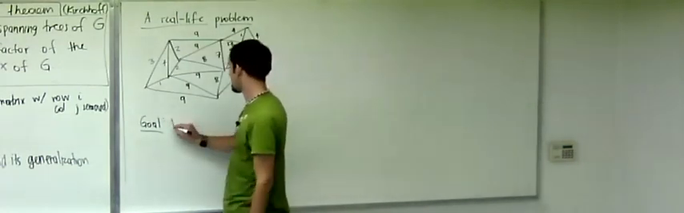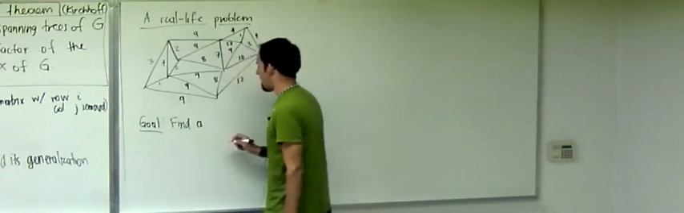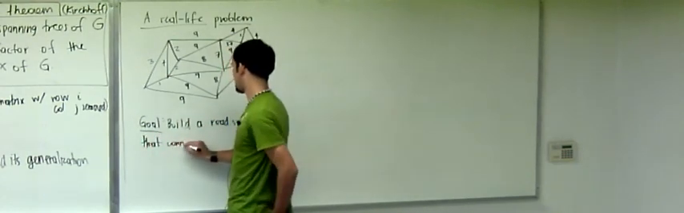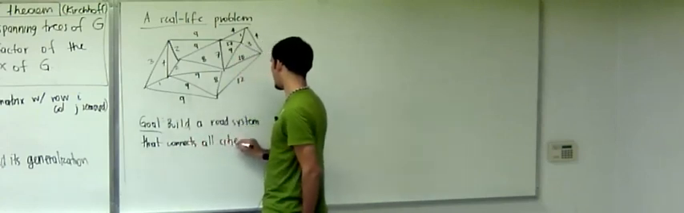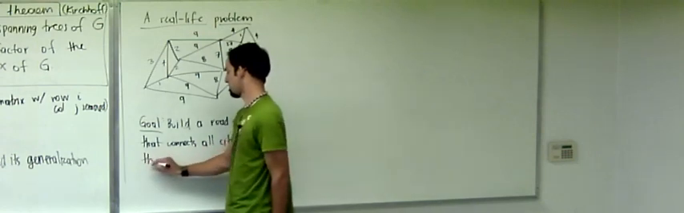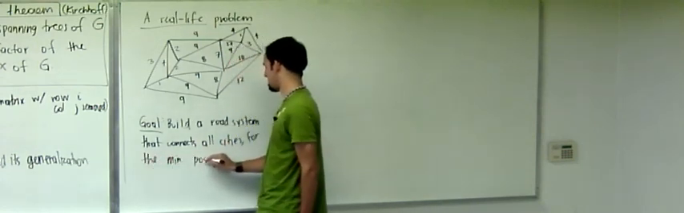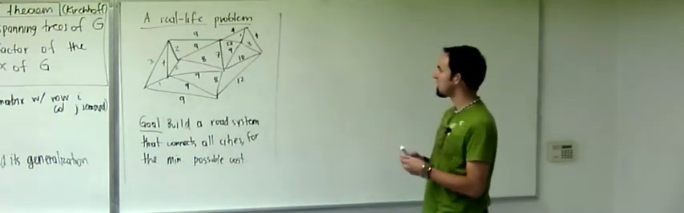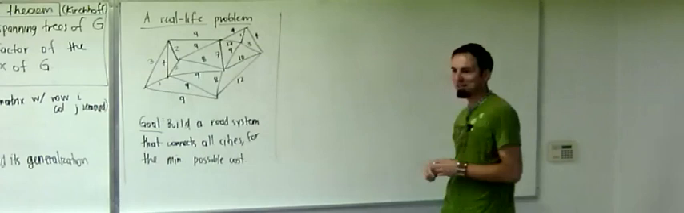So the goal is to find a road system. Not find, because you're not going to find it. You're going to build it. Build a road system that connects all cities for the smallest cost possible. For the minimal possible cost. What are the numbers, the distances between the cities? The numbers represent the cost. So you're probably asking me because of this 17. Maybe there's a canyon here, and that's why it's ridiculously expensive to build over that canyon.